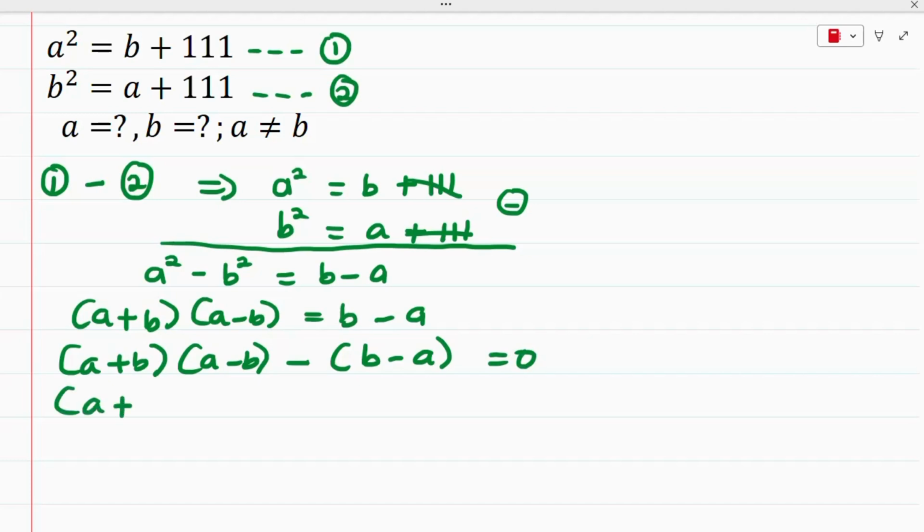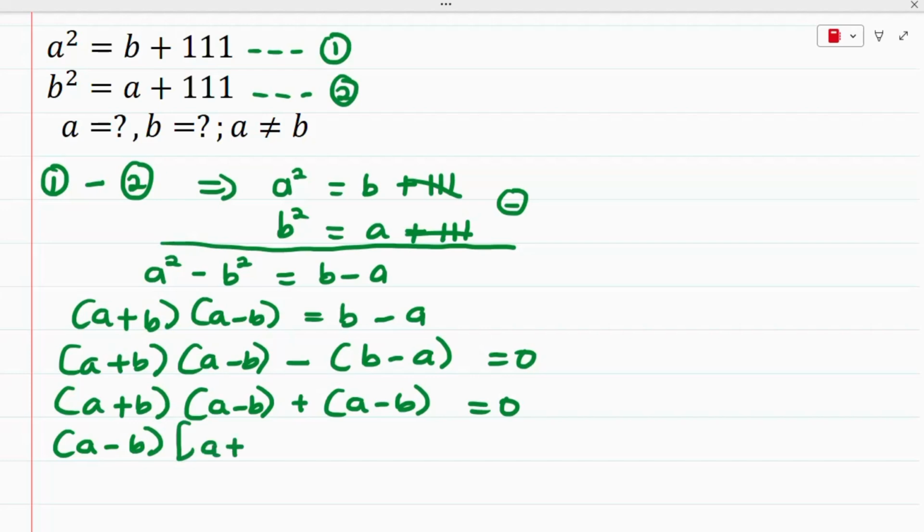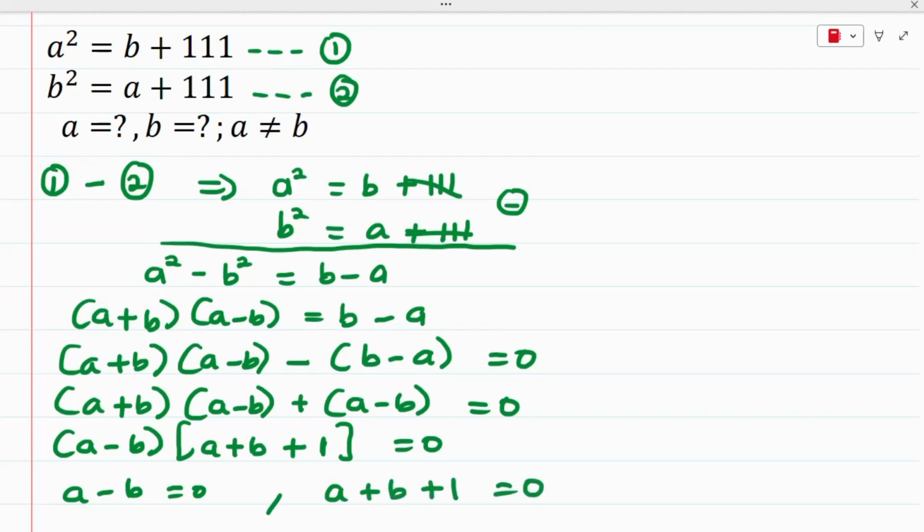So we have a plus b multiplied by a minus b. Subtracting 2 by minus, we have this to be plus into a minus b, and this is equal to 0. So we have a minus b to be common. If we factor out a minus b, for the first part we have a plus b left, plus, if we factor that out, we have 1, and this is equal to 0. So from here we have that a minus b is equal to 0, and a plus b plus 1 is equal to 0.